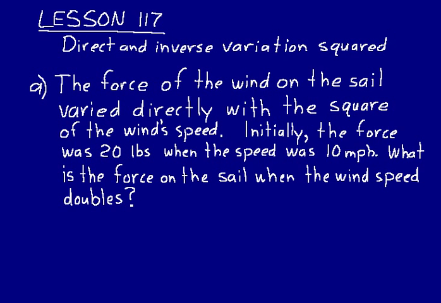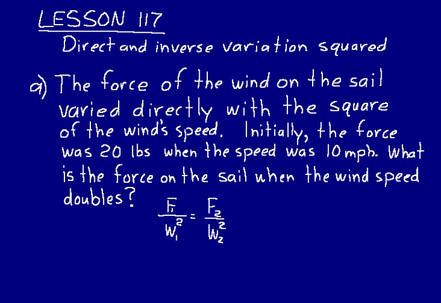So let's just think about this. It says the force of the wind on the sail varied directly with the square of the wind's speed. So it's a varies directly relationship, so we'll write that as a ratio. Let's just do F for force over the wind's speed, I'll call that W for wind speed, and we'll say squared on that because it's the square of the wind speed. And so we could have an initial force and wind speed and a final force and wind speed. The ratio is constant though, and so that's why we can set those two ratios equal to each other.